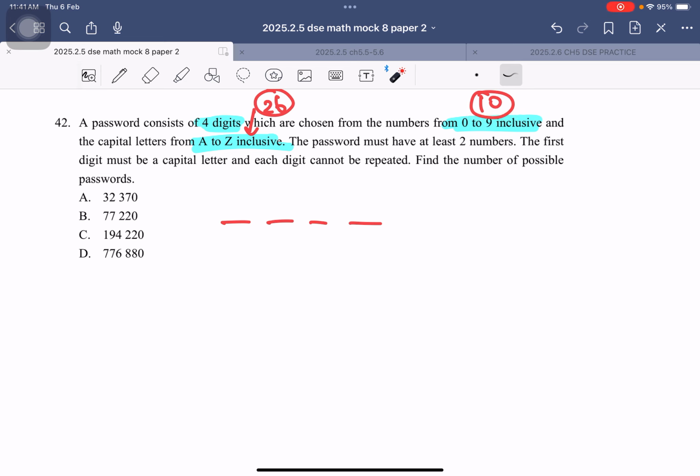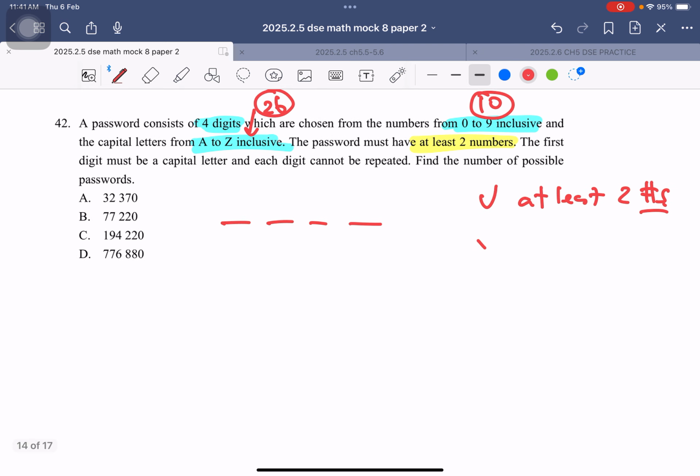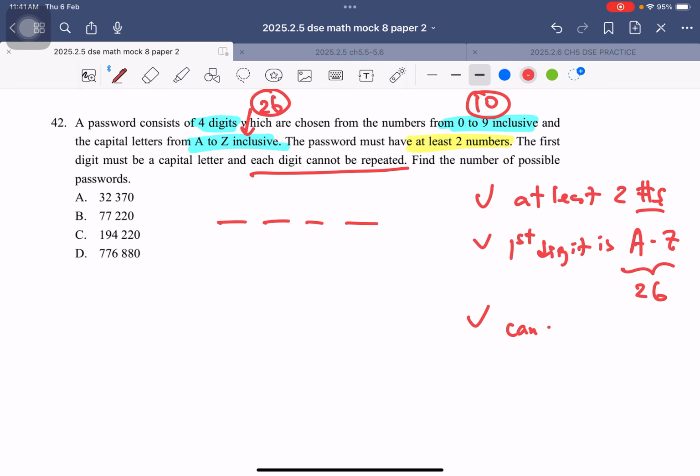So the password must have at least 2 numbers. So that's the first criteria. You need to have at least 2 numbers. This means numbers, okay? The first digit must be a capital letter. So the first digit is A to Z. How many choices are there? 26. And each digit cannot be repeated. So the third criteria is cannot repeat. Okay, so find the number of possible passwords.